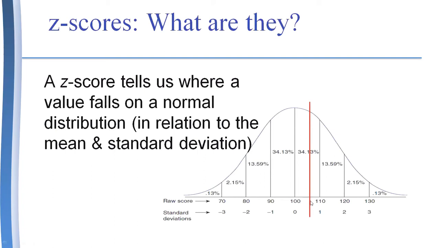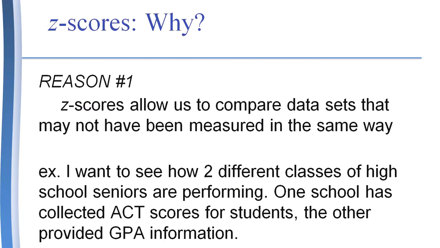So here I've given a score of like 107, right? We can see that on the raw score. The z-score is the value that's down here, right? It's somewhere between 0 and positive 1 standard deviations. We're just not sure exactly where. We would have to calculate the z-score in order to do that.